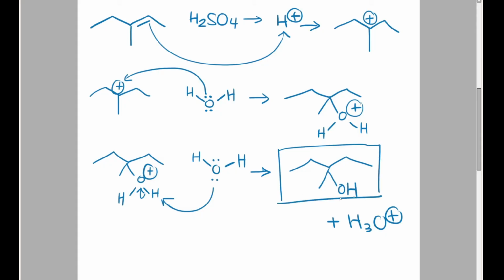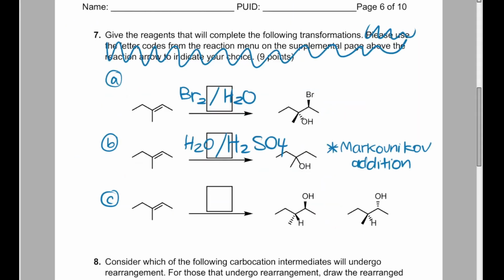And again, I didn't draw stereochemistry because it's not particularly necessary for this problem, since you're not really asked to show the mechanism, you just have to be able to identify which reagents you want to use. And that's how I got these reagents, water and sulfuric acid, for part B.